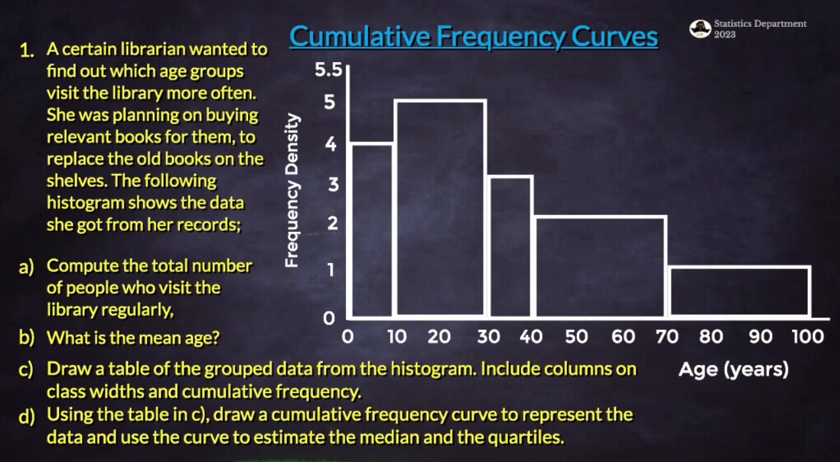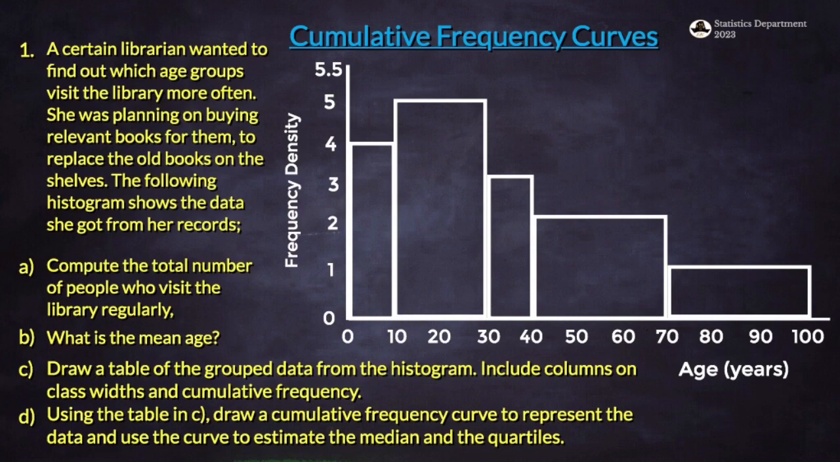Now move on to cumulative frequency curves. The example we have is a certain librarian who wanted to find out which age groups visit the library more often. She was planning on buying relevant books for them to replace the old books on the shelves. Or rather order, not really buy, but order more books. The following histogram shows the data she got from her records.